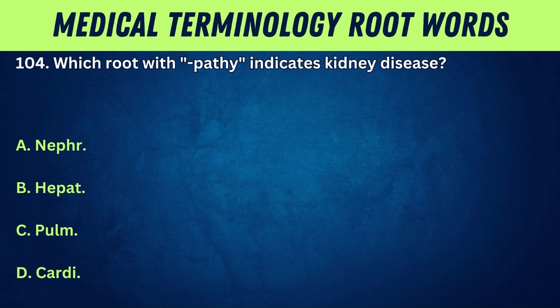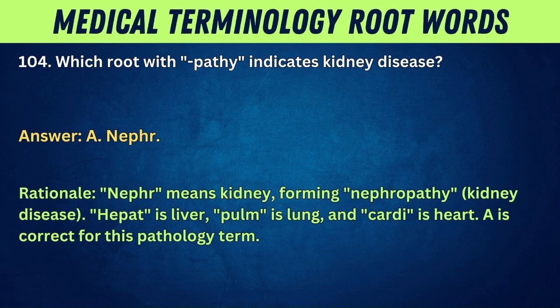104. Which root with pathy indicates kidney disease? A. Nephr. B. Hepat. C. Pulm. D. Cardi. Answer: A. Nephr. Rationale: nephr means kidney, forming nephropathy, kidney disease. Hepat is liver, pulm is lung, and cardi is heart. A is correct for this pathology term.